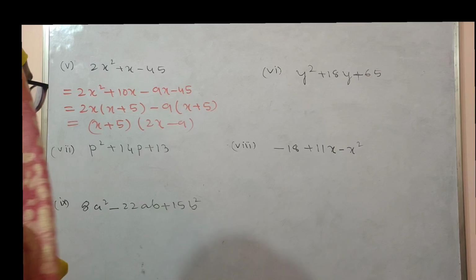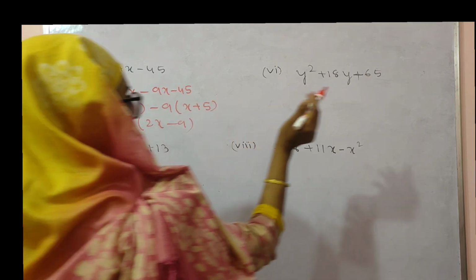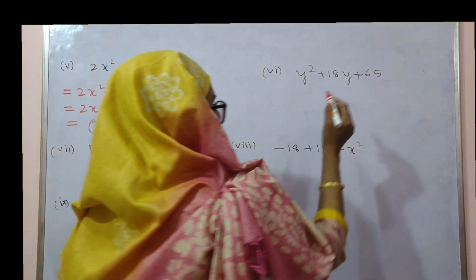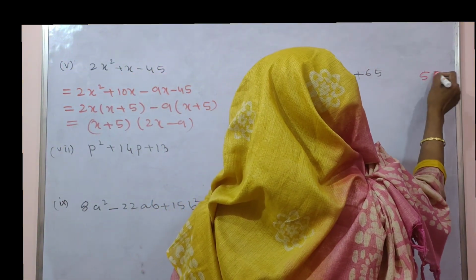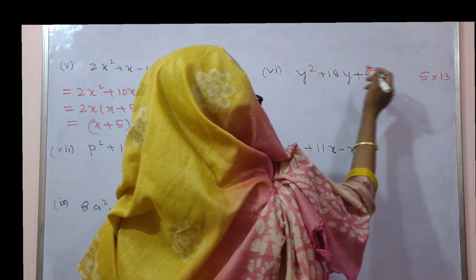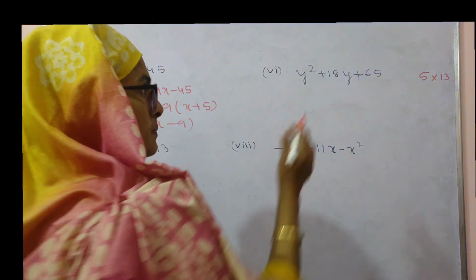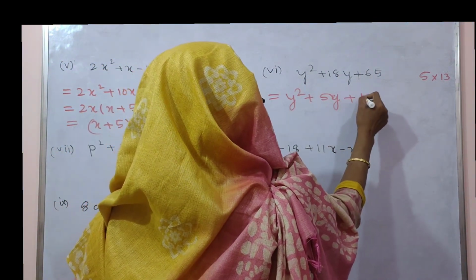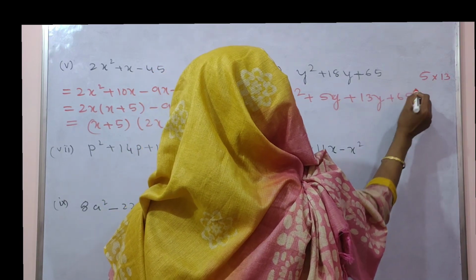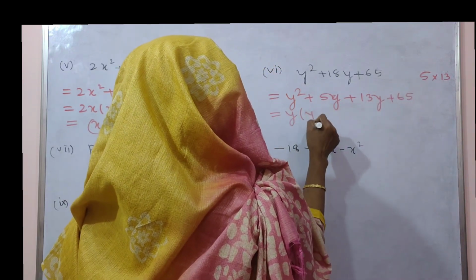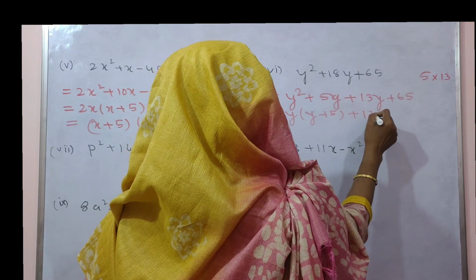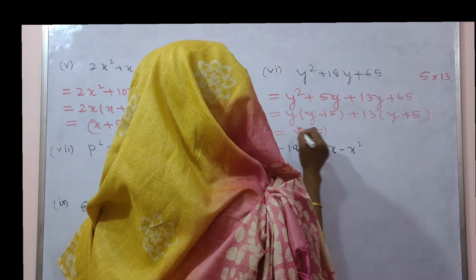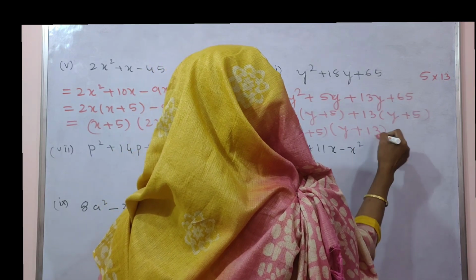Same as previous one. Number 6, here 1, here 65. So 65 you can write 5 into 13, and 5 plus 13 you will get 18. Here plus symbol. So this is so easy. 5y plus 13y plus 65. Take common y plus 5. Here 13 common, y plus 5. So again y plus 5 common and y plus 13.